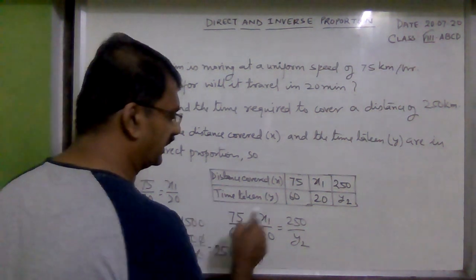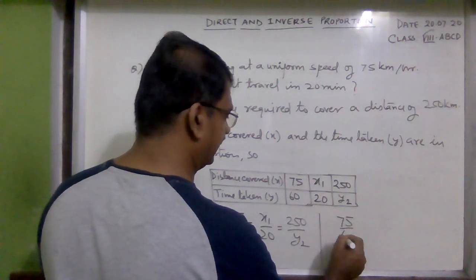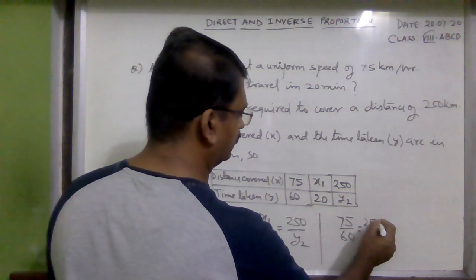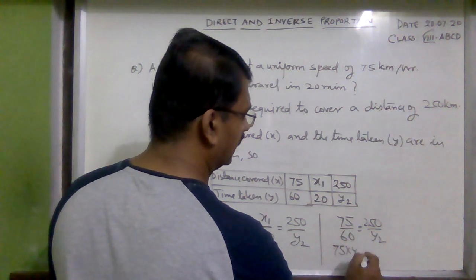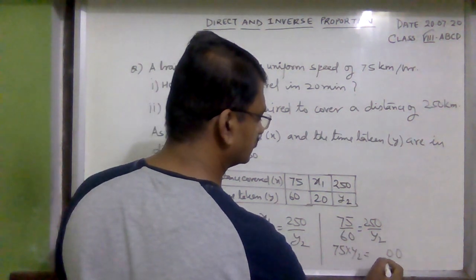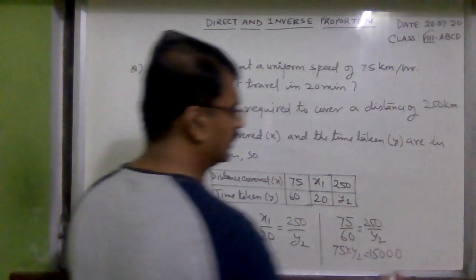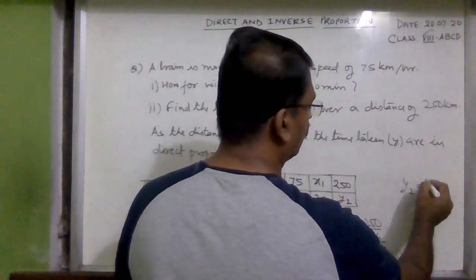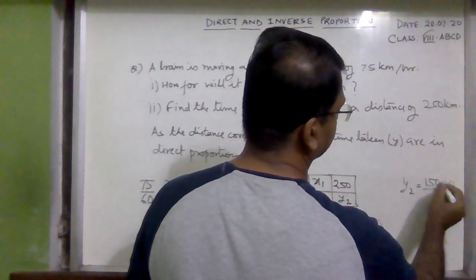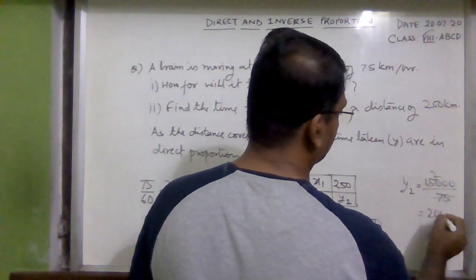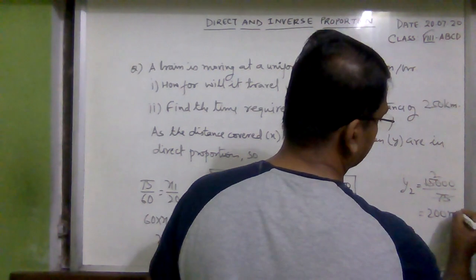Now you equate the first and the third. 75 by 60 is equal to 250 upon y2. So 75 into y2 is equal to 15000. So y2 is equal to 15000 upon 75. 200. This is the time taken. So it is 200 minutes.